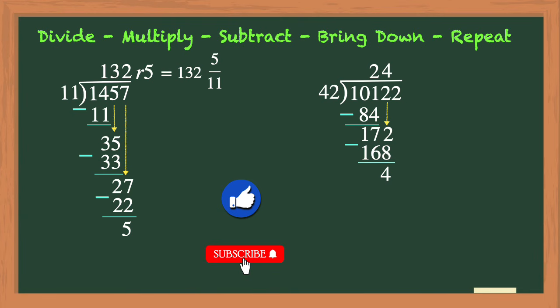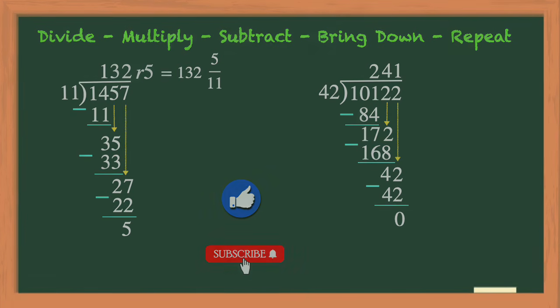There is one more digit left in the dividend to bring down. So after bringing down the 2, you have the number 42. Now this one is easy to see. 42 goes into 42 one time. Then you will multiply. 1 times 42 is 42. Next you will subtract, and 42 minus 42 is 0. You are done dividing because there are no more digits left in the dividend to bring down. And since there is no remainder, the quotient will be the whole number of 241.